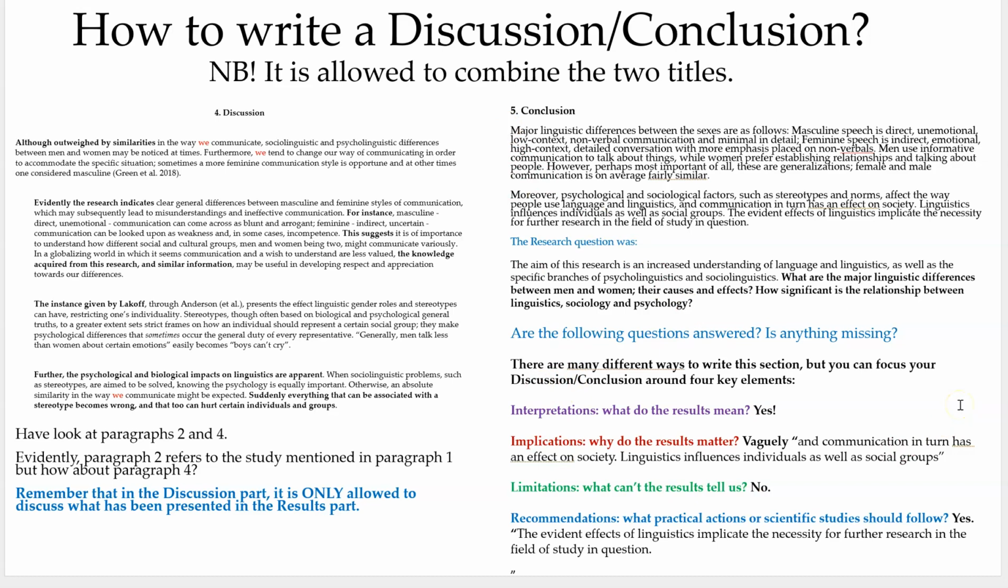Does the student find answers to all the four? The interpretation? Yes. The implications? Vaguely, because the student only says linguistic influences individuals as well as social groups. That's very vague. Does the student present any limitations? No. But the student has presented recommendations. The evident effects on linguistics implicate the necessity for further research in the field of study in question. So, 2.5 out of 4. Not bad.